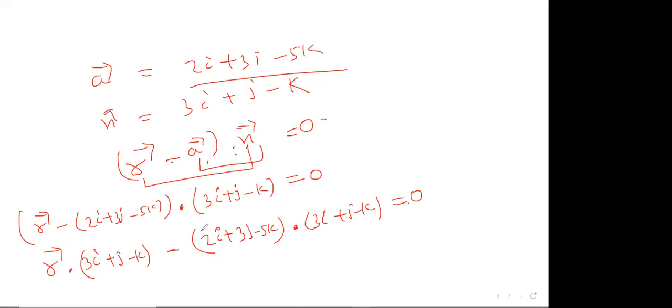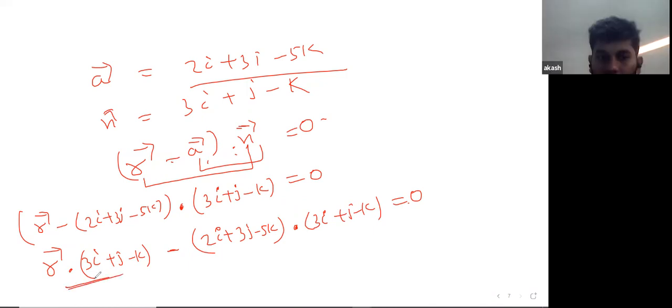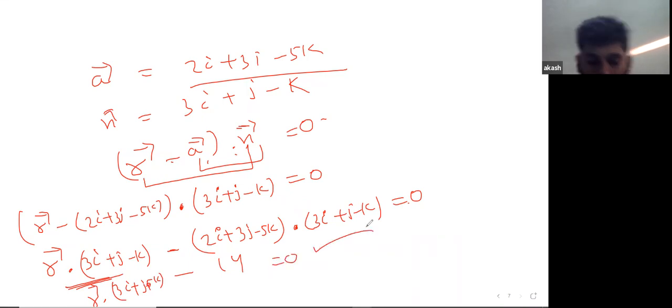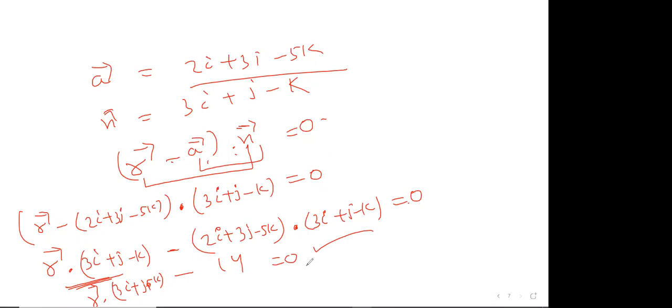Yes, sir. I'll write it down. Yeah. Now leave this as it is, but this is 14 if you find the dot product, right? So the answer is r dot 3i plus j minus k minus 14 equals 0. This will be your answer.